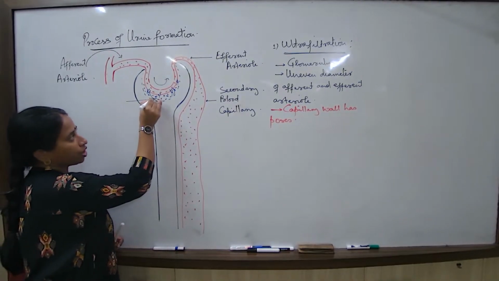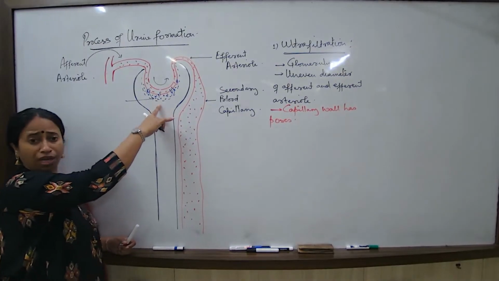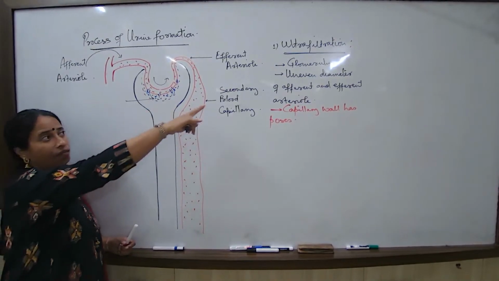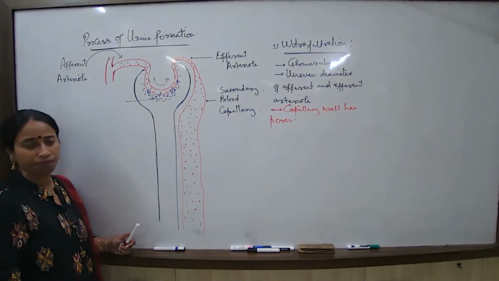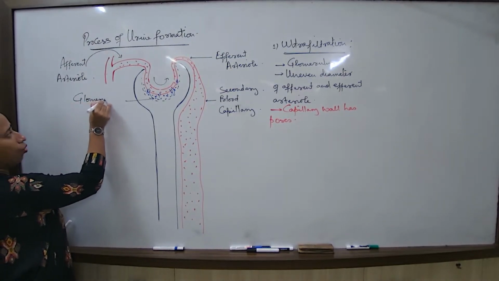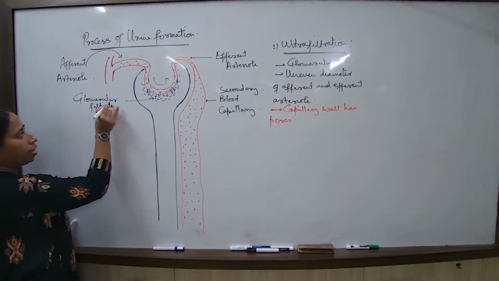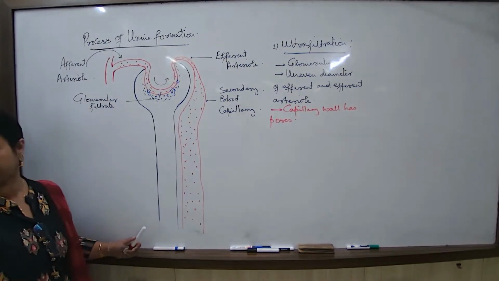Then, what is this process known as and what is this fluid known as now? What is this process known as which gives rise to this fluid? The process is ultrafiltration. And this fluid is now known as the glomerular filtrate.